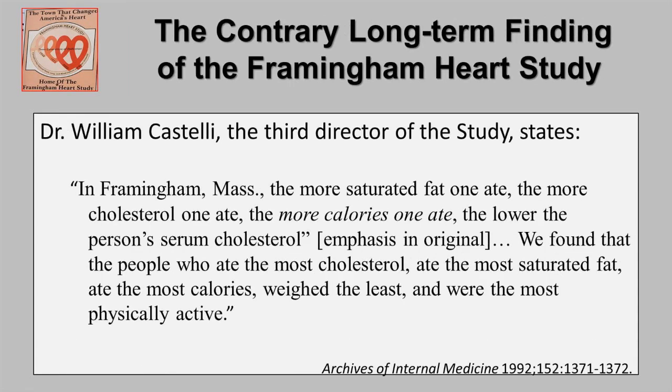And Dr. Castelli, the third director of the study, in 1992 in the Archives of Internal Medicine, wrote, and I'll just read it, in Framingham, Massachusetts, the more saturated fat one ate, the more cholesterol one ate, the more calories one ate, the lower the person's serum cholesterol. We found that people who ate the most cholesterol, ate the most saturated fat, ate the most calories, weighed the least, and were the most physically active.